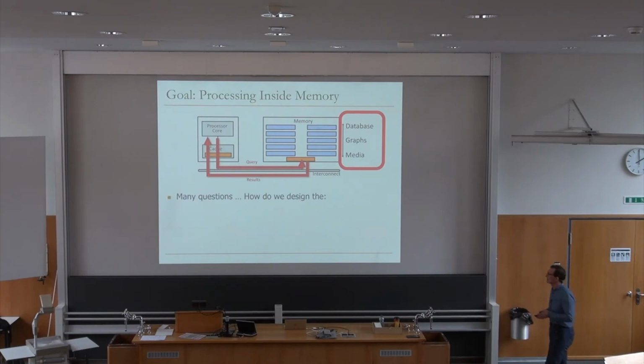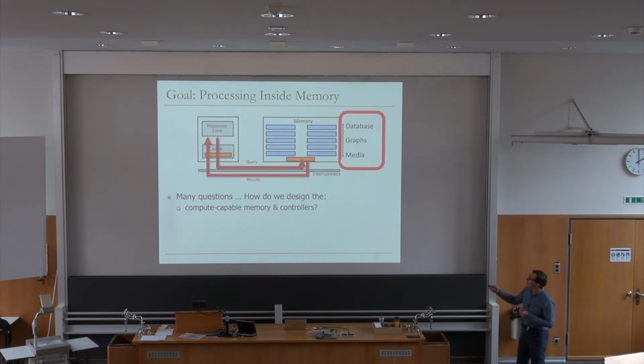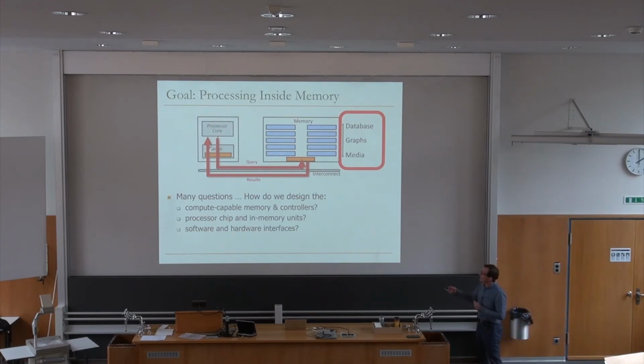So there are many questions over here, some of which we're going to touch upon. How do we design the compute-capable memory and the controllers? Where do we do the computation? Inside the memory cells themselves, or inside the peripheral logic, or inside the controllers? And how do we design the processor chip, as well as in-memory units, because maybe this chip becomes a little bit different if you have processing inside the memory. How do you design the software and hardware interfaces to be able to do this? Today's hardware interfaces, as we talked about, don't allow you to put queries over there. They allow you to read a location, write to a location, do a refresh, but that's about it. Maybe power changes, but certainly those are not queries. Well, I guess read is a query and write is a query at a very small level. It's not an abstract query.